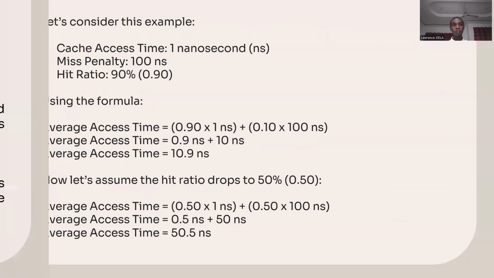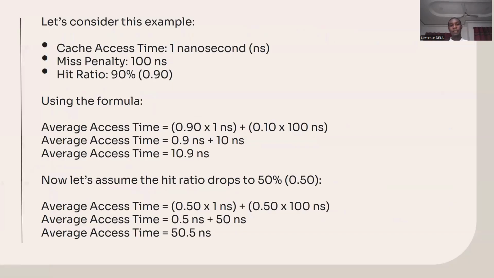Okay, so let's consider this example. We have cache access time, which is 1 nanosecond (ns), then we have miss penalty, 100 nanoseconds. Then we have the hit ratio, which is 90%, 0.90. Using this formula, average access time equals 0.90 multiplied by 1 nanosecond, plus 0.10 multiplied by 100 nanoseconds. So the average access time equals 0.9 nanoseconds plus 10 nanoseconds.